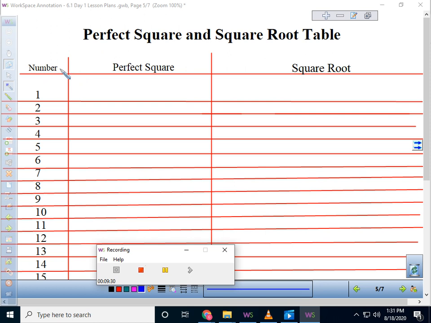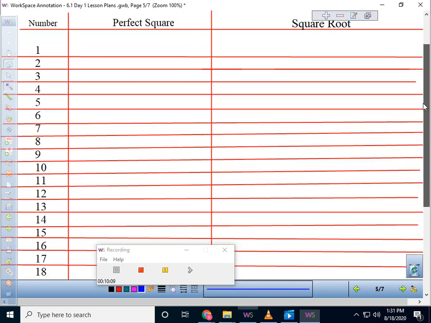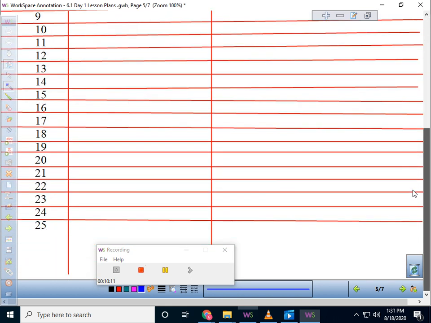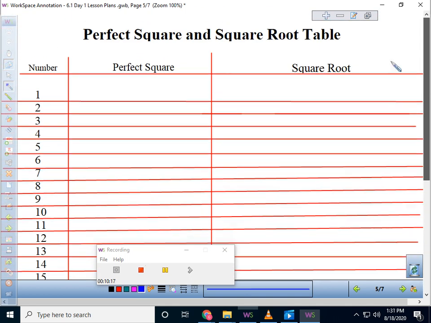I want you to write "number," and notice you don't have to make it very big. And then I want you to make a long column. Now notice you can't see my whole screen. I go all the way down to 25. So I want you to start at 1, and I want you to count all the way down to 25.